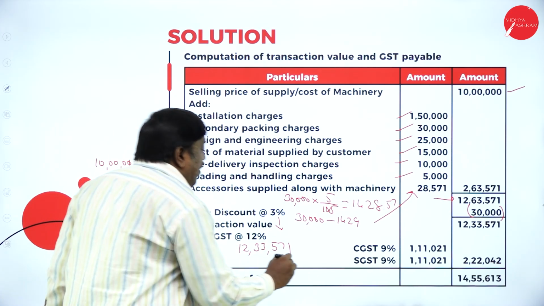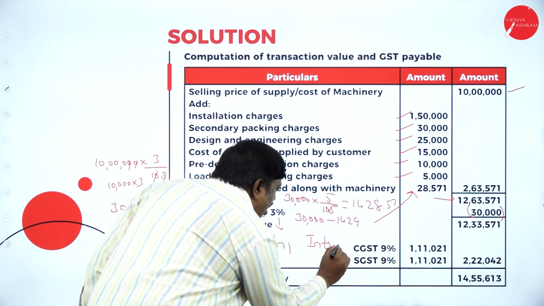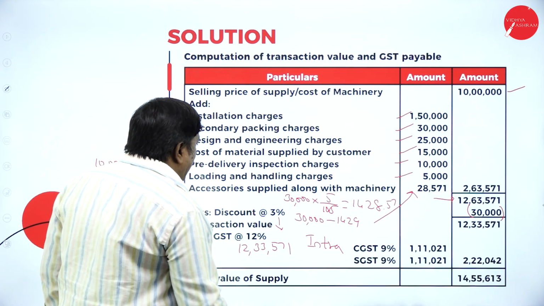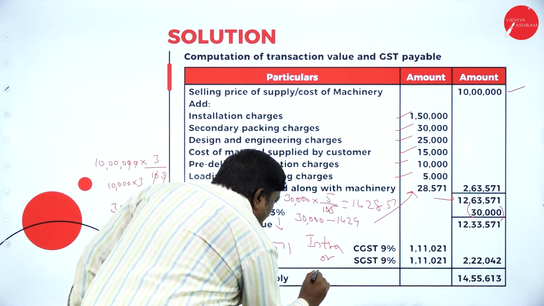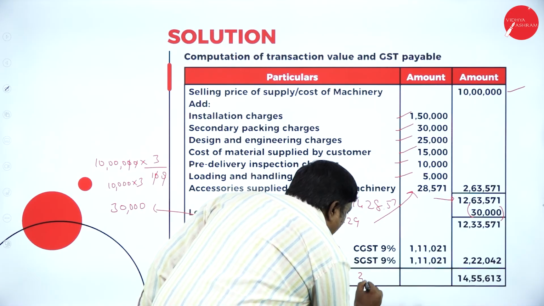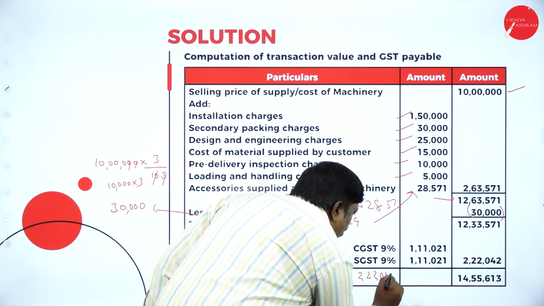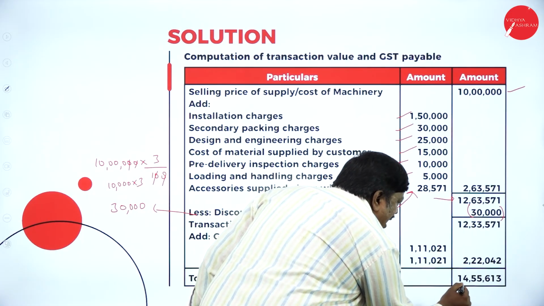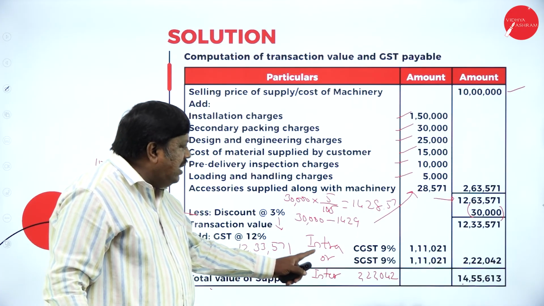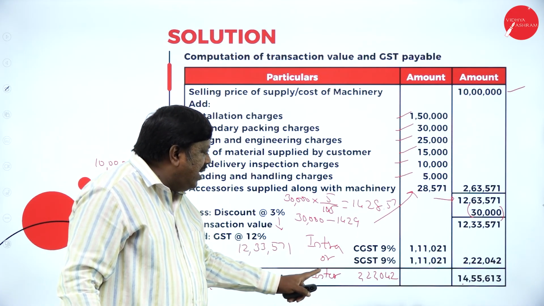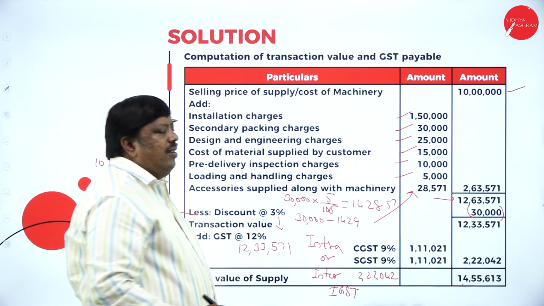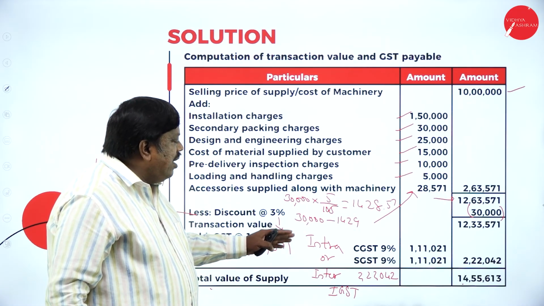On 12,33,571, if it is intra, then 1,11,021 each of CGST and SGST, or else if it is inter, 2,22,042 will be added directly. 14,55,613 is the total value of supply. If it is intra, CGST, SGST. If it is inter, directly IGST. Right? Here in the solution, I have considered both.